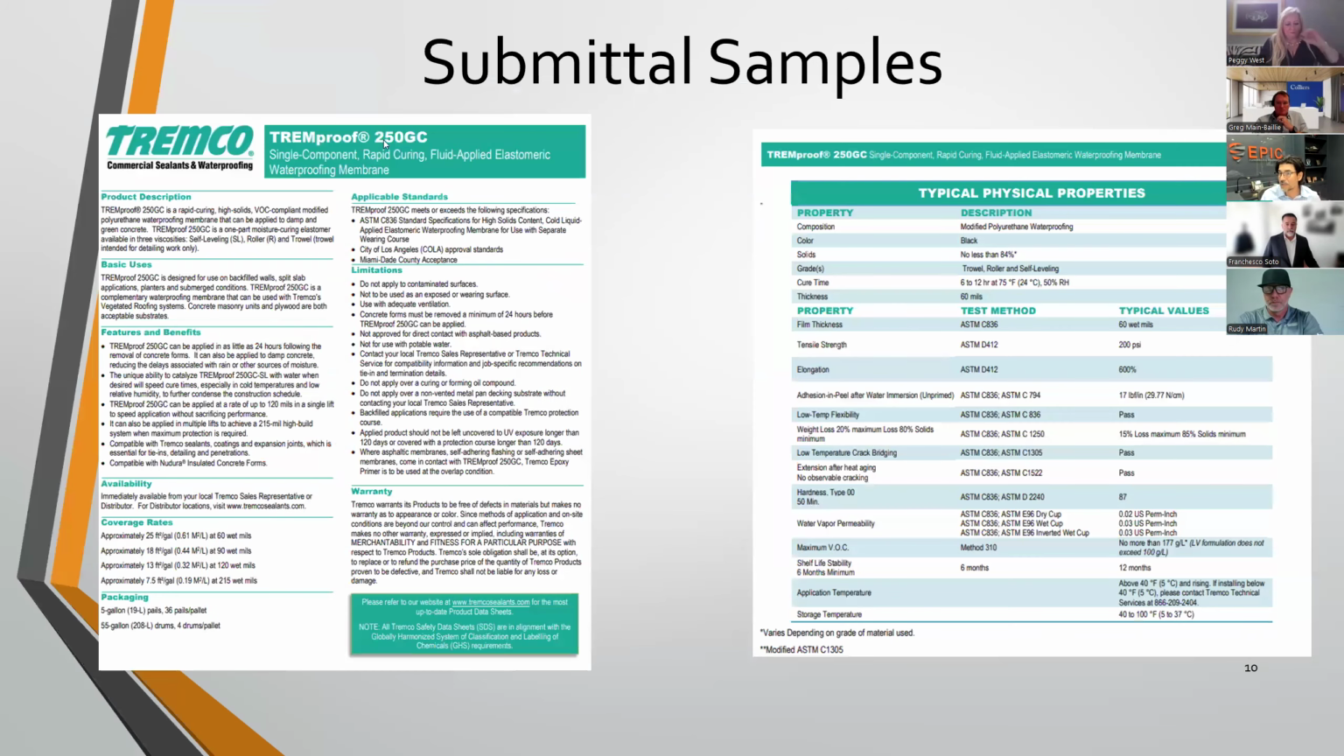Some examples. So this is what it would look like if it was going to be waterproofing. This would just be a pretty straightforward waterproofing, Tremco 250 GC. The product description, basic uses. It sounds more marketing based, but the first thing that I'm going to look at as an engineer is going to be this limitation section right here. Okay, where should it not be put? Okay, definitely not on a contaminated surface. Is the first one on there.